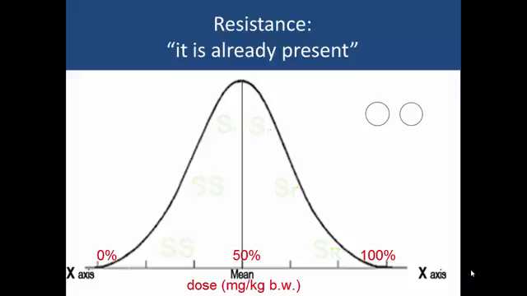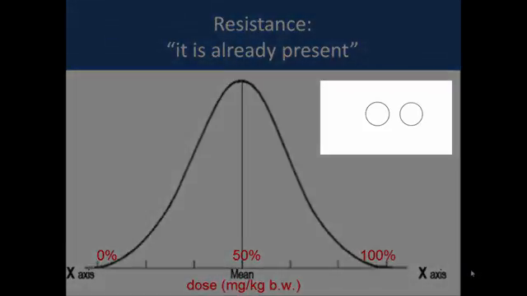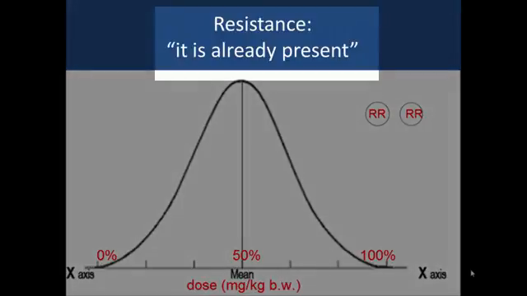Now, if you notice, there are two circles in the graph. There will always be some individuals in that flock that already have both alleles resistant, and so no matter how much we increase the dose, it will be impossible to kill them. This is the reason why we could say that the resistant genes are already present before we even start using an antiparasitic drug for the first time.